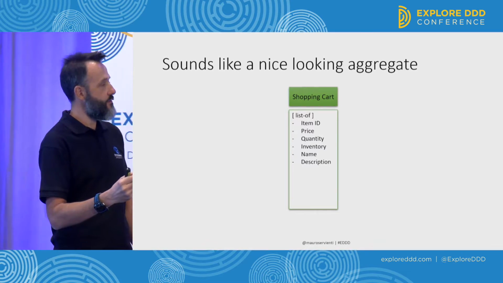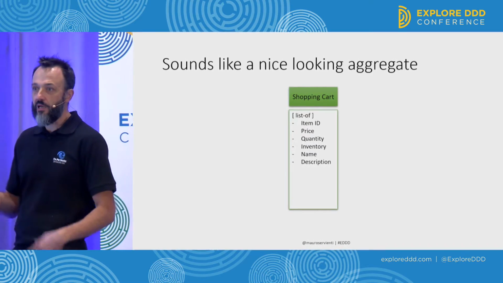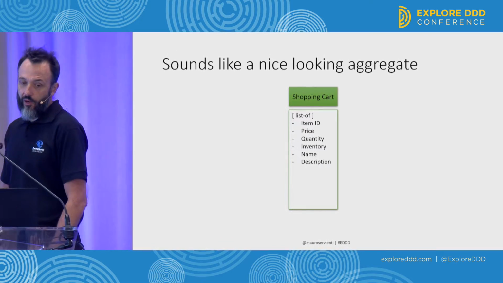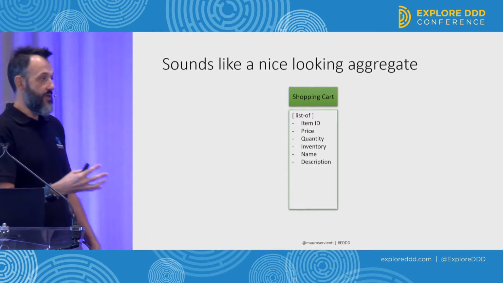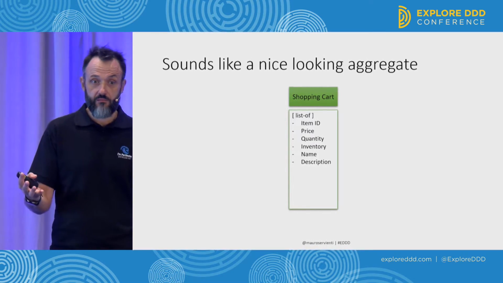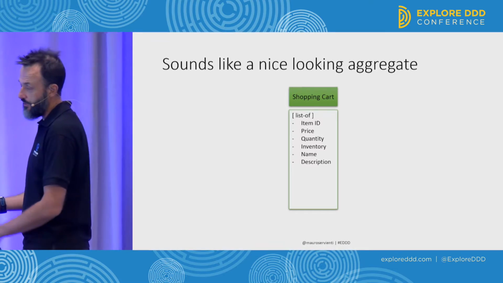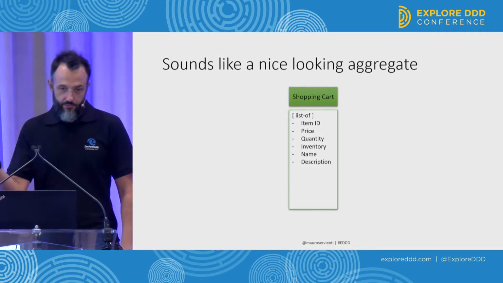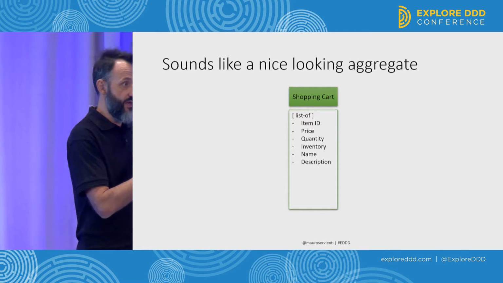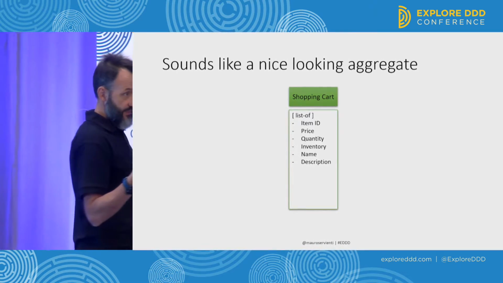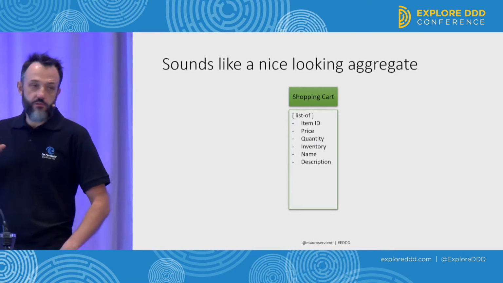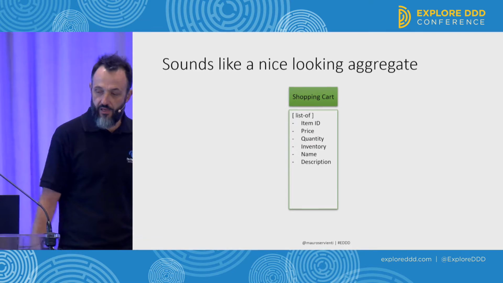is an aggregate. What about saying that it is a list of items, so items added to the cart, where every single item is identified by an item ID. There's a price, there's a quantity that we need to get the total amount for every single item, and then the total amount of the cart. We need to have the inventory because we want to display on the shopping cart how many items are left. And obviously, you need name, descriptions, and many other things to display things.